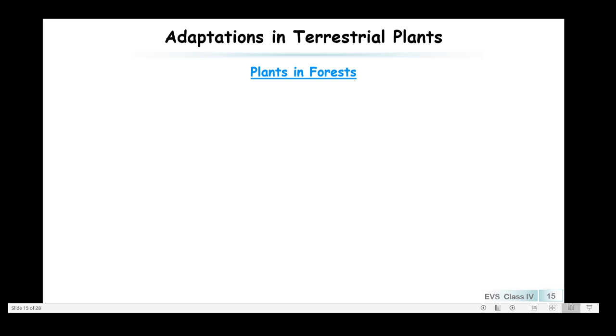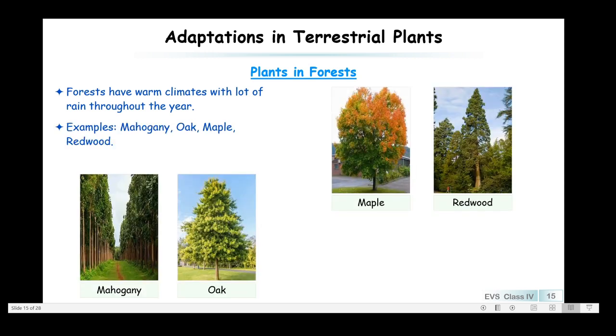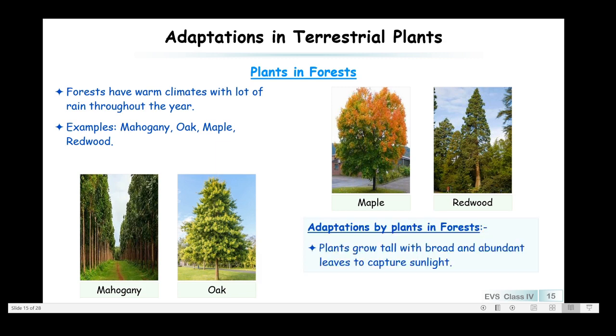Forests have warm climates with lot of rainfall throughout the year, and examples are mahogany, oak, maple and redwood. And what is the adaptation shown by plants in forests is plants grow tall with broad and abundant leaves to capture sunlight. So that is the adaptation shown by plants in forests.